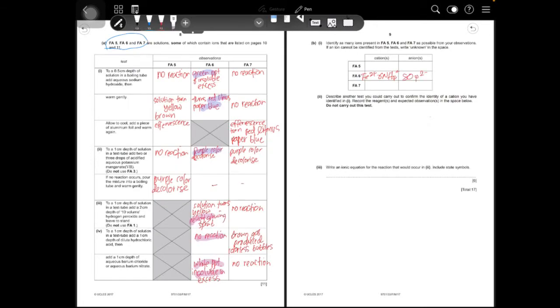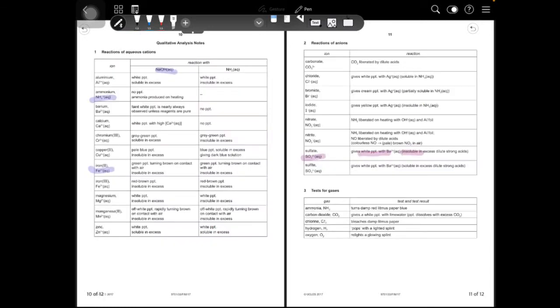The next one we have is Fa7. In Fa7, when we add sodium hydroxide, it produces no reaction even if it's warmed. However, when we add aluminium foil, it shows an effervescence and it turns red litmus paper blue, which indicates the formation of ammonia. So this is actually a test used to identify the anion. From the anion table, we can see that it's either nitrate or nitrite that will produce ammonia upon heating with sodium hydroxide in the presence of aluminium foil.